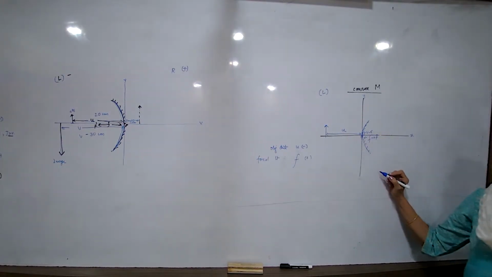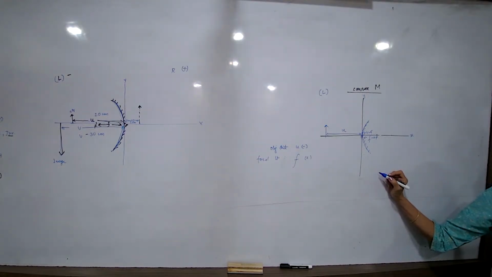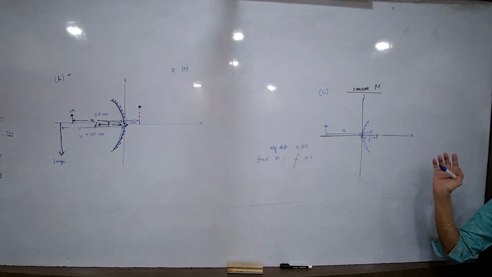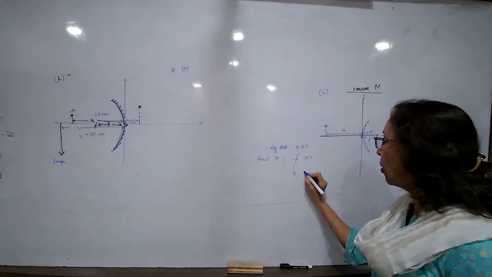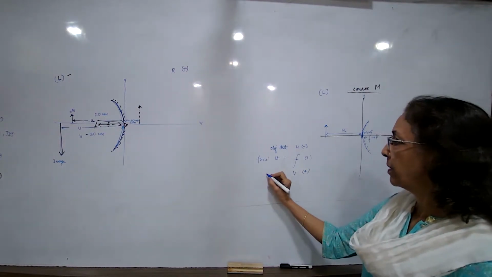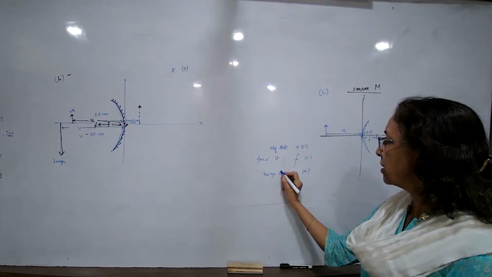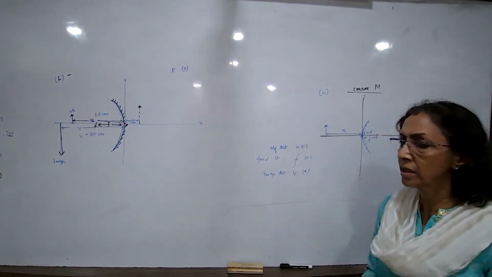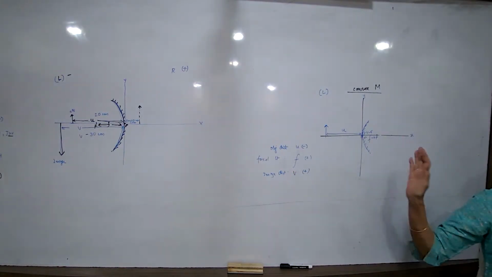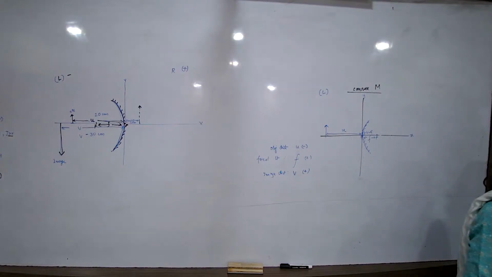From here to here, positive or negative? Positive. So your v will always be positive. This is the image distance. Are you okay, children? If you keep this in mind, then you will not go wrong with your sums.